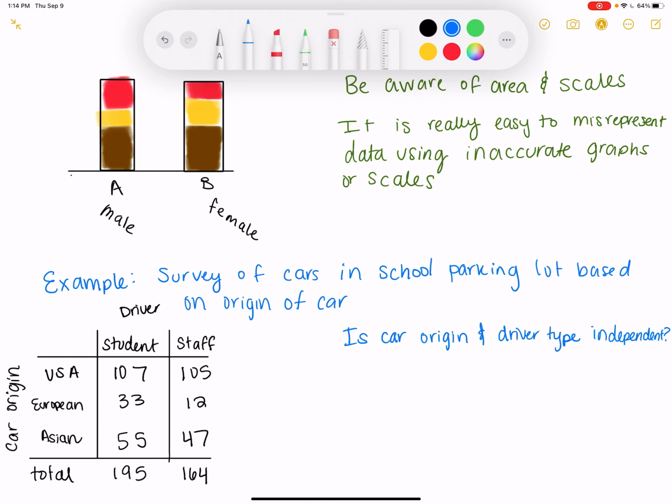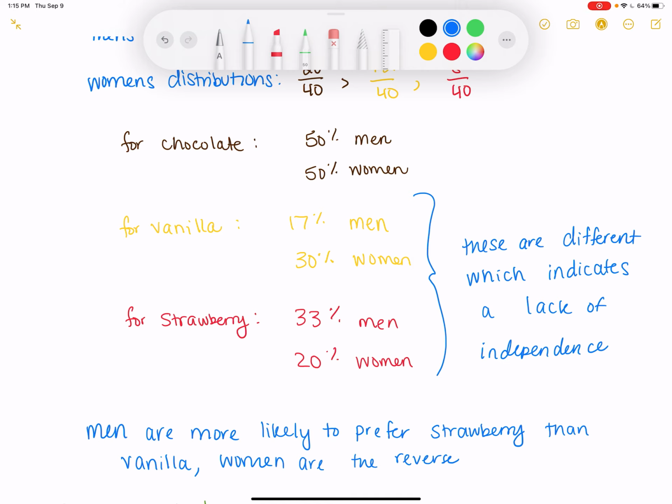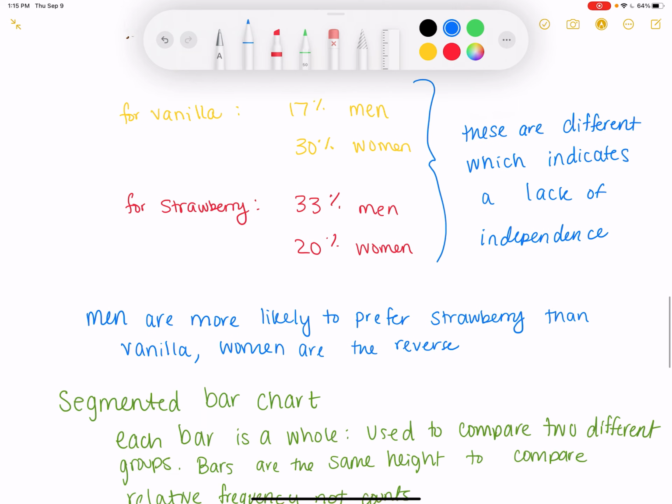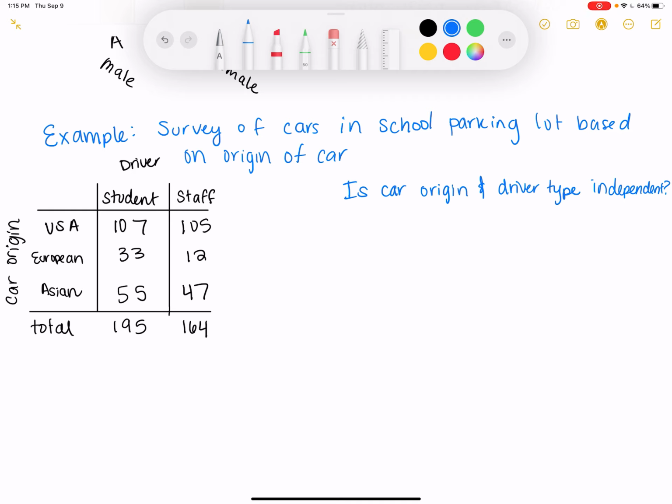Okay. So like with our chocolate one, I'll go back up. See how these percentages were different? So that means that they're not independent. If it had all been like chocolate, then it would have been independent. Okay. That makes sense. And it'll make more sense as we do more examples too, because independence is kind of hard to understand until you just do a bunch of examples and then you see it.